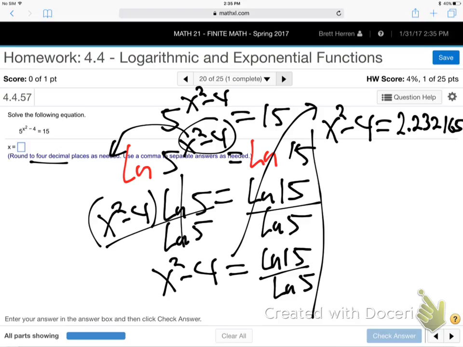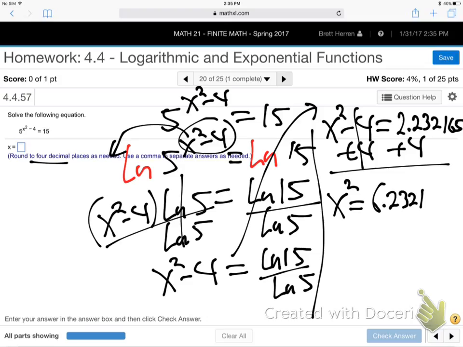All right, now I'm going to change the game plan here. Normally with x squared, I tell you, get a 0 and factor. That's not going to work this time. Do you remember from algebra the other way? x plus 2 times x minus 2? Yeah, that's true, but it won't help us in this case. We just need to add the 4 over and then root it. 6.232165, and then just put the root on both sides.